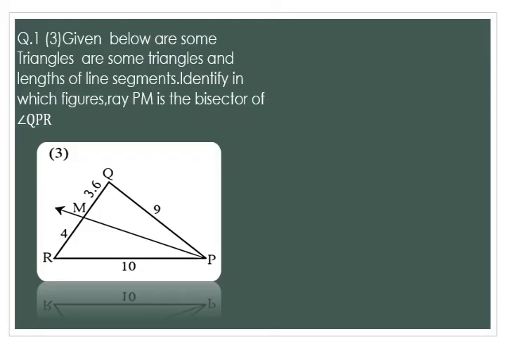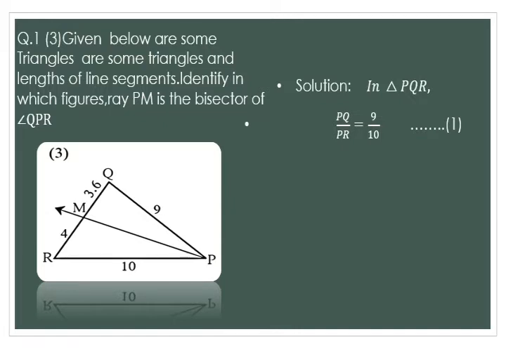Now we will see the third sub-question. In this question again we are finding whether ray PM is the bisector of angle QPR or not. In the solution we first write: in triangle QPR, the first step is that we find the ratio of PQ over PR, and then we will find the ratio of QM over RM. So PQ upon PR is equal to 9 upon 10, which is equation number 1. We cannot reduce it further, so we keep it as it is.